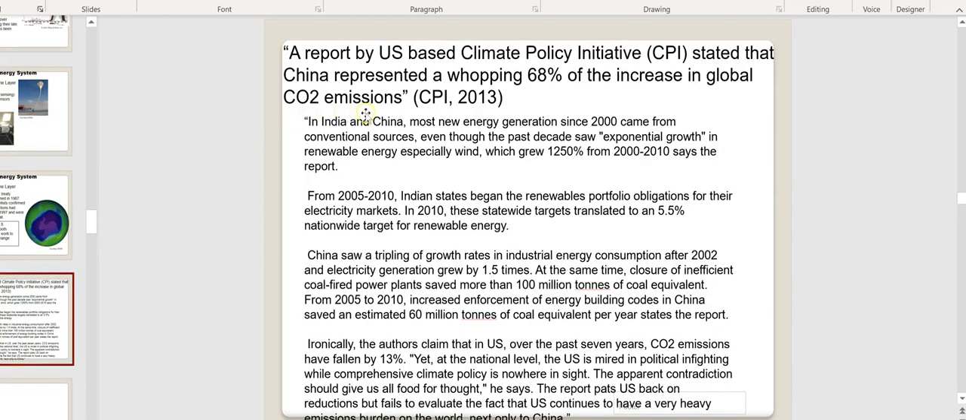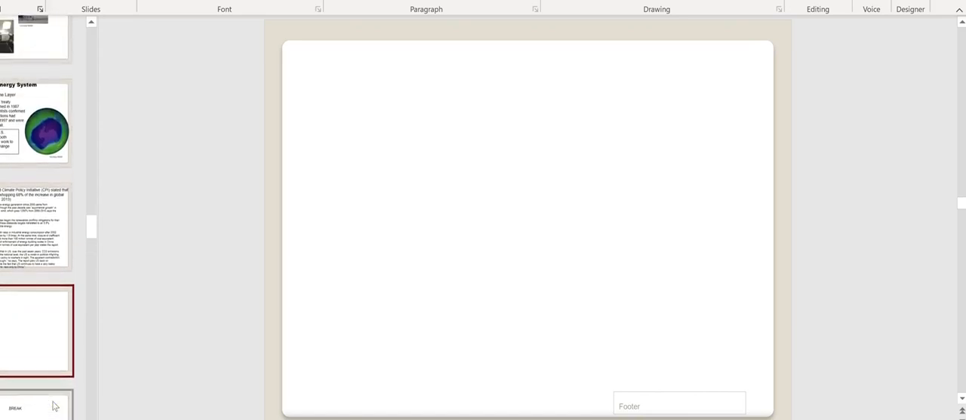For example, in India and China, most new energy generation since 2000 came from conventional sources, and their economies are growing very, very rapidly. Most of it is coming from lots of coal. China is trying to generate electricity through dams. They're not too big on nuclear right now, but they are trying for renewable resources as well. But it's very important that we try to keep the CO2 within our atmosphere as low as possible.